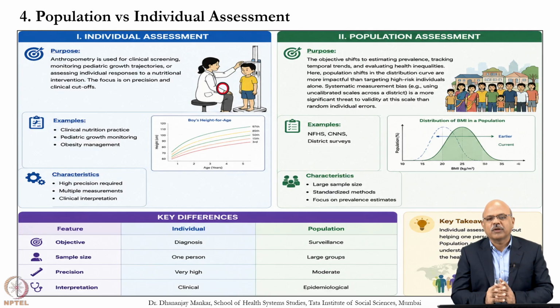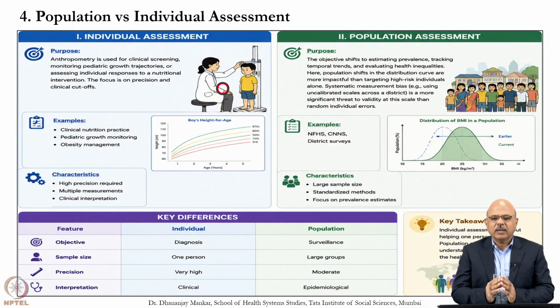In a large group of population, the objective shifts to estimating prevalence, tracking temporal trends, and evaluating health inequalities. However, population shifts in the distribution curve are more impactful than targeting high-risk individuals alone. Systematic measurement bias, for example using an uncalibrated scale across a district, is a more significant threat to validity at this scale than random individual errors. Examples are NFHS, CNNS, and district surveys.